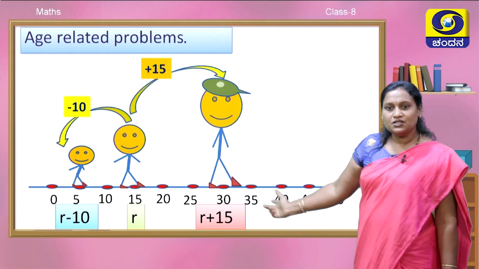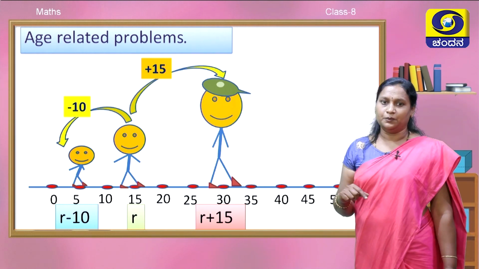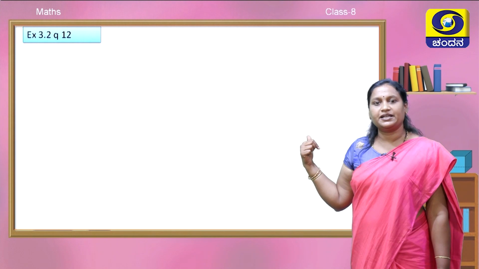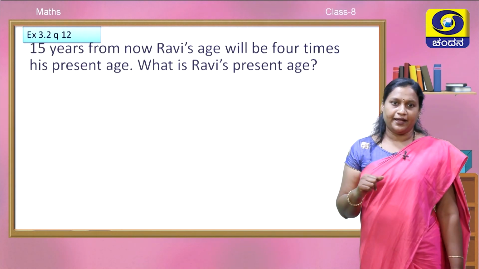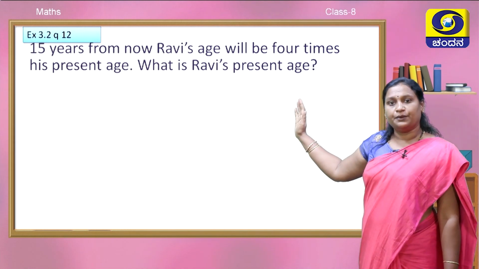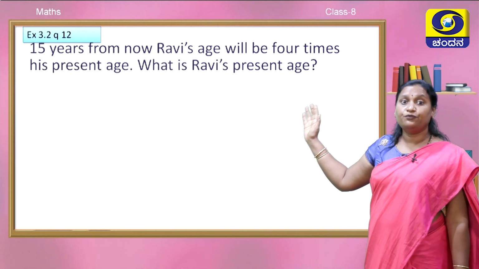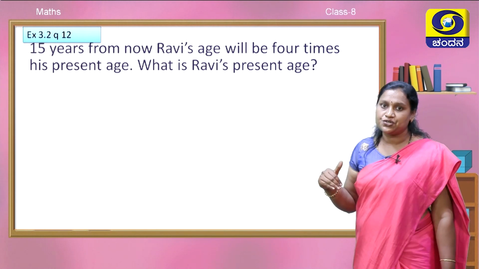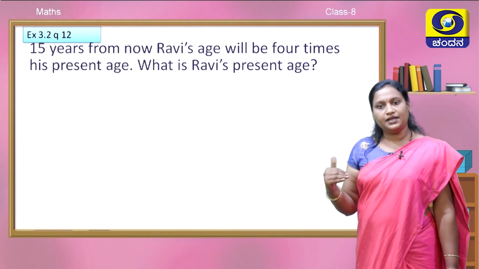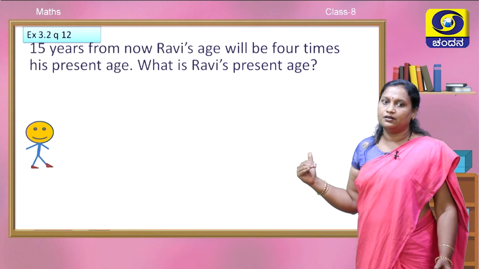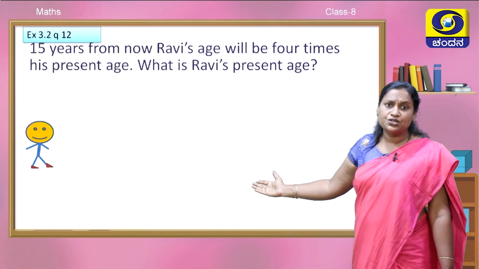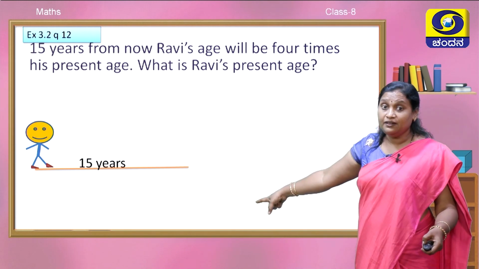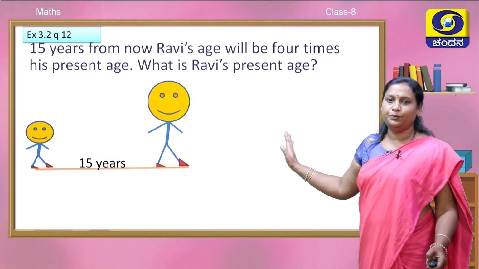So, with this knowledge, we will just move on to a problem. This is a problem given in exercise 3.2, question number 12. Let us read the problem carefully. 15 years from now, Ravi's age will be 4 times his present age. What is Ravi's present age? We have Ravi here. We do not know his age. But 15 years from now, we know he would be grown up.